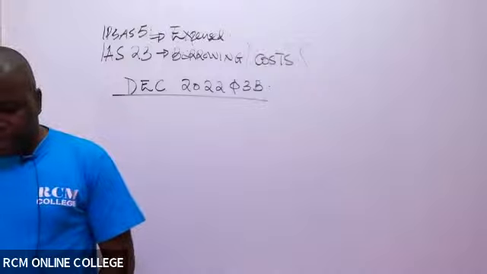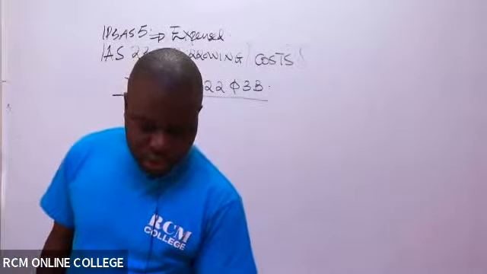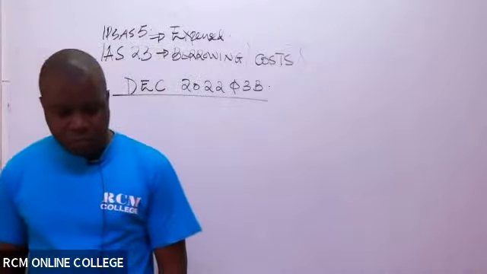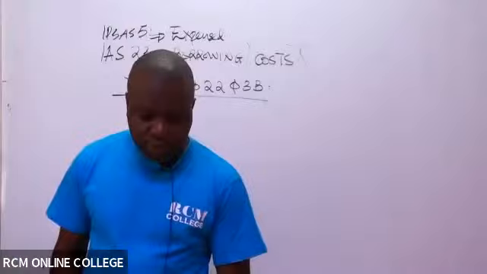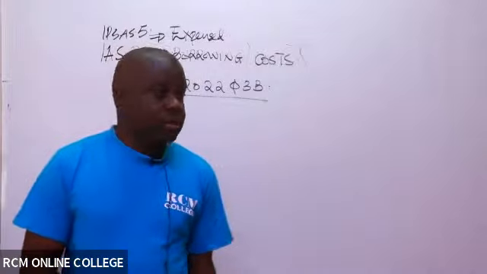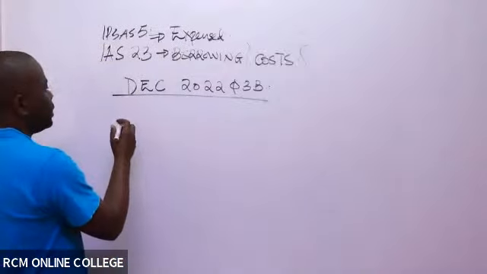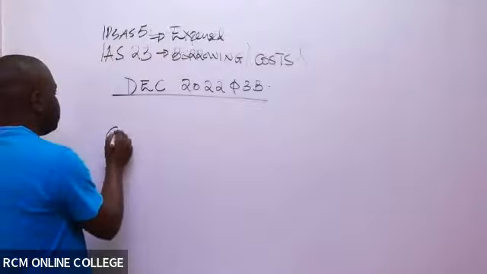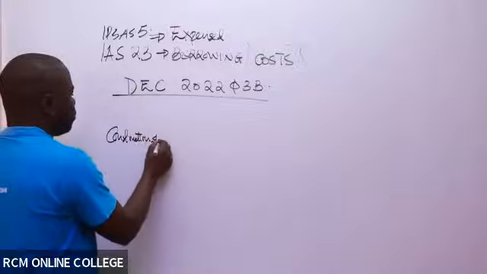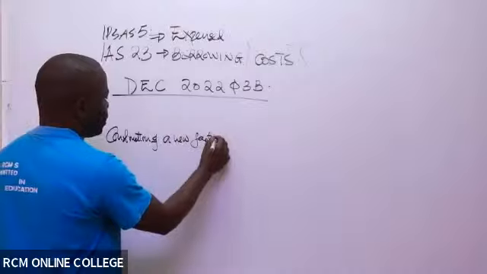So we can look at the question. It says Sayari Limited obtained a 10% loan amounting to 24 million on 1st of January 2021 to finance the construction of a new factory. So here, our qualifying asset in this case was the construction of what? Of a new factory.